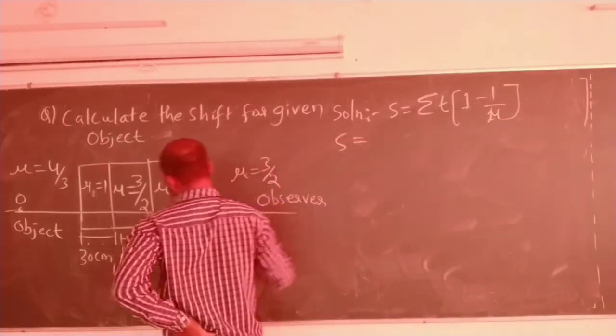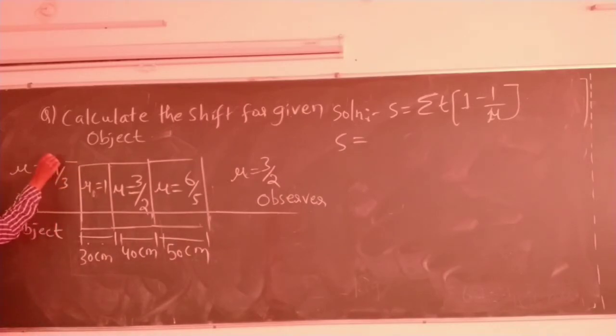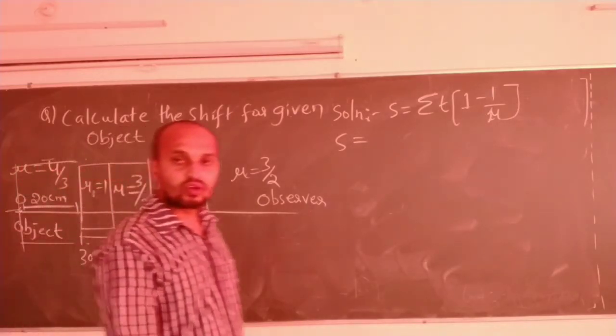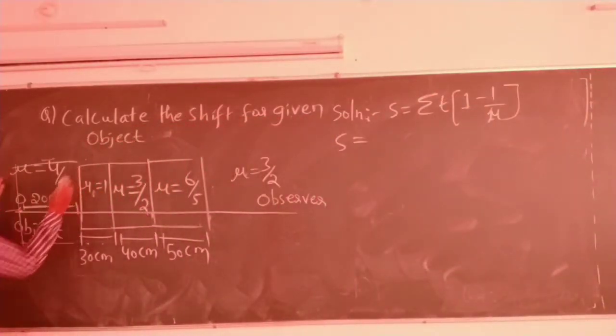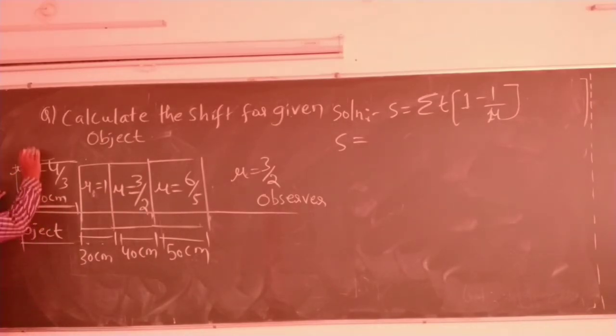For this case, now I will imagine this is also one slab. What is the distance? Has he given any distance for this? Sorry, he actually has given in the question: 20 centimeter. This distance has been given, please note it. So I will imagine this is a slab having 20 centimeter and mu is equal to 4 by 3. Correct now? Let us take this slab as the refractive index of A.